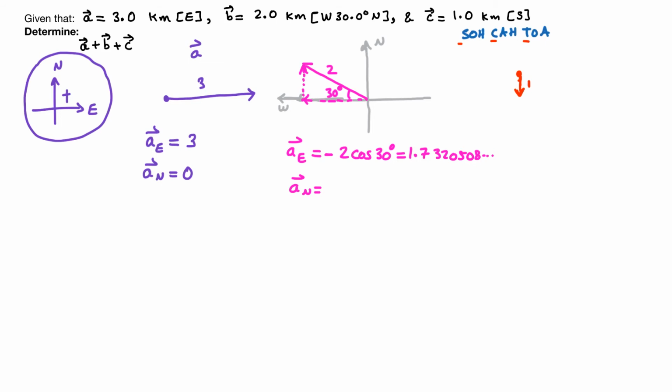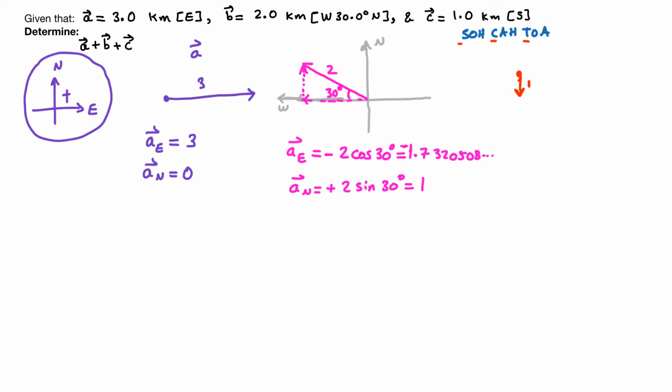And AN, the north component, we can see that it's going in the same direction as our north, so it's going to be positive. So I'll just put a positive, you don't have to. And since this side is opposite to my angle, I'm going to use the sine. So this is going to be 2 times sine of 30, and that's going to give me 1. And sorry, I did forget the negative here. This one is negative 1.73205008.